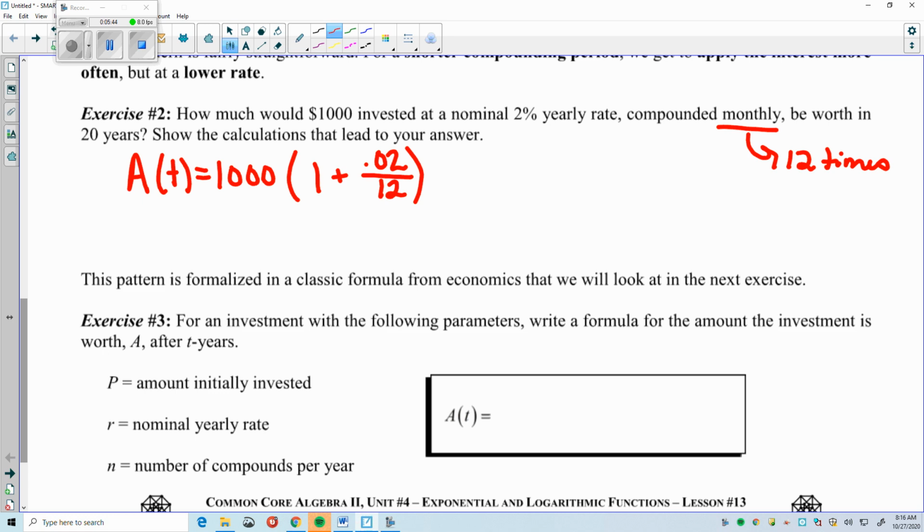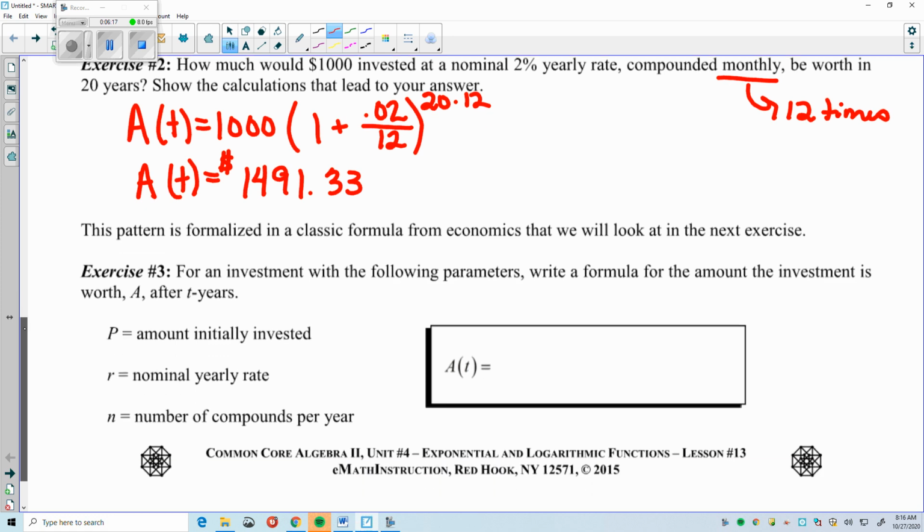Now keep in mind what's going to happen up here. Well, I need to do this for 20 years, but 12 times a year. Okay, so plug that into your calculator. And our final calculation, we're going to get about $1,491 and about 33 cents once we round. And that would be how much you would have after 20 years at 2% compounded monthly.